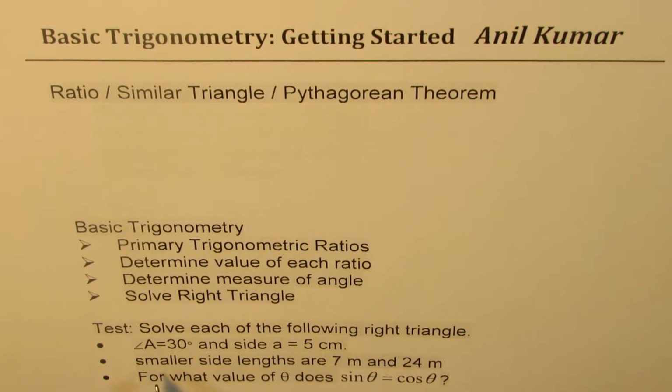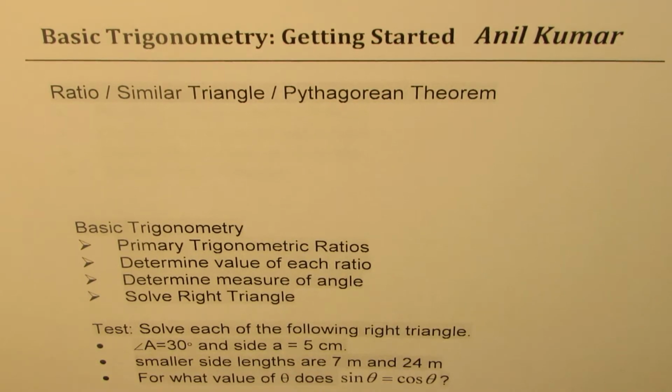Then we are given a second triangle whose smaller side lengths are 7 meters and 24 meters. You need to solve this one. And the last question for you is, for what value of theta does sine theta equal cos theta? Now, if you find these things simple, then you can actually skip this video, right?